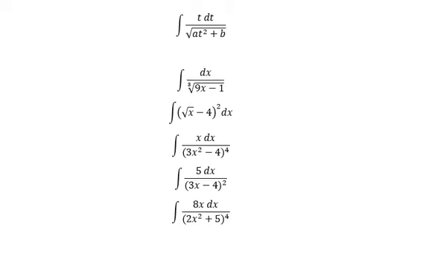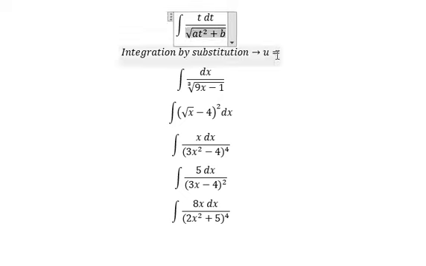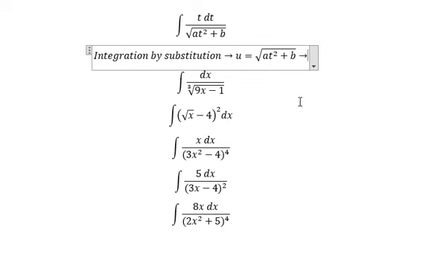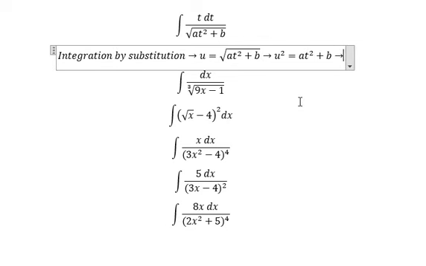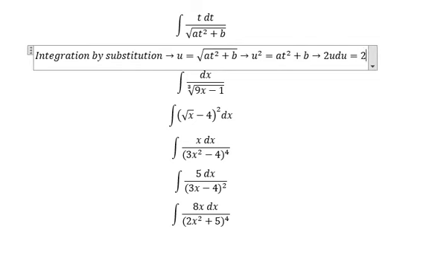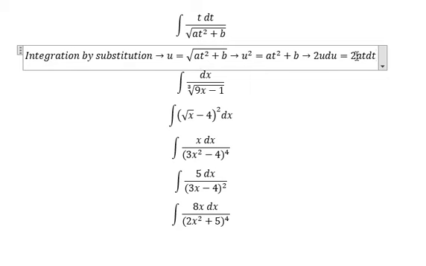The next one, we need to use integration by substitution. So I will put u equals to the square root. We put the square for both sides. Later we do first the derivative for both sides. Because we don't have 2a next to t, we divide both sides by 2a.